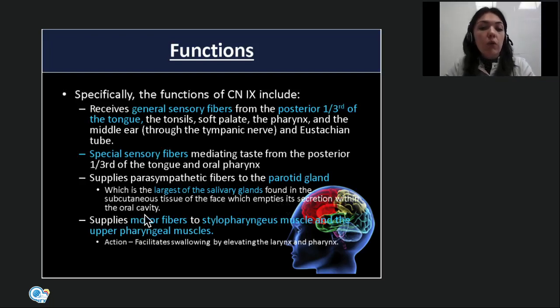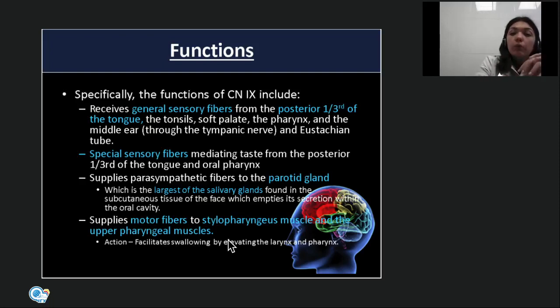So it supplies motor fibers to the stylopharyngeal muscle and upper pharyngeal muscles. And the action of these muscles is to facilitate swallowing by elevating the larynx and pharynx.